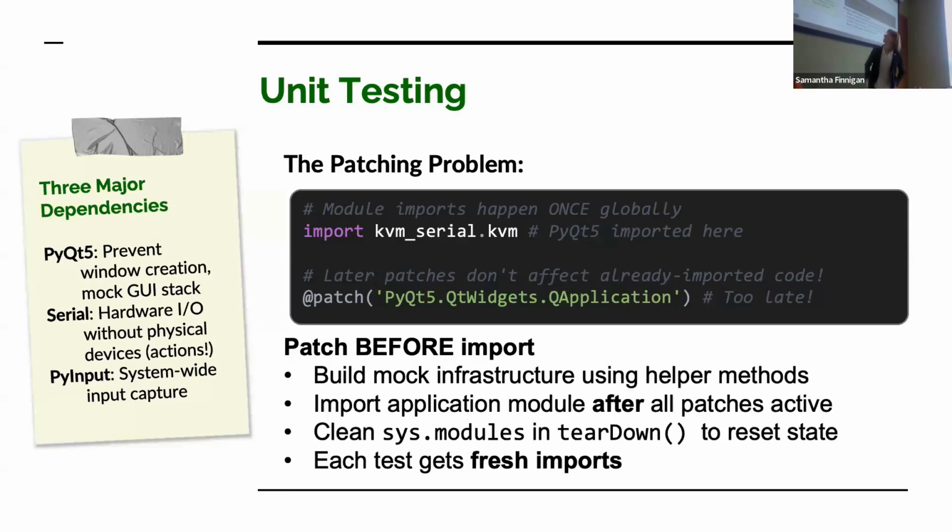Because there were 3 major dependencies at this point, which were PyQt5, the serial module for the hardware I/O, and PyInput for input capture, each of those would cause issues when I tried to run it on GitHub Actions, because GitHub Actions is headless, and I'd always been running it in an environment with a desktop, so it was fine. It would go, oh yeah, cool, we'll import PyInput, that's great. Then you run it on GitHub Actions and it goes, there's no display manager here. You haven't installed X. I don't install X on GitHub Actions.